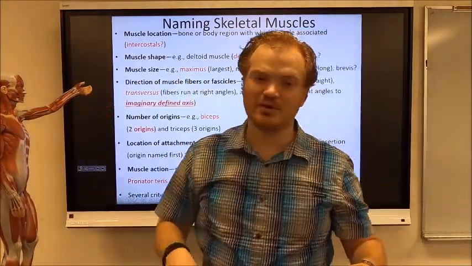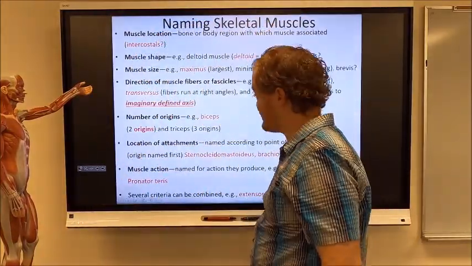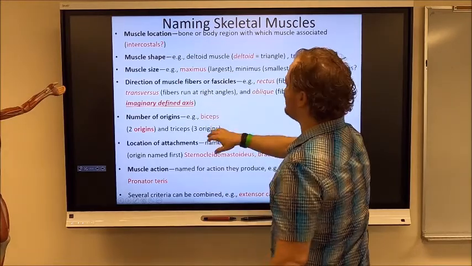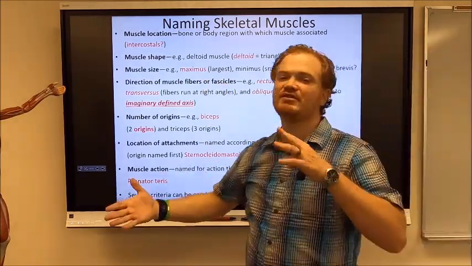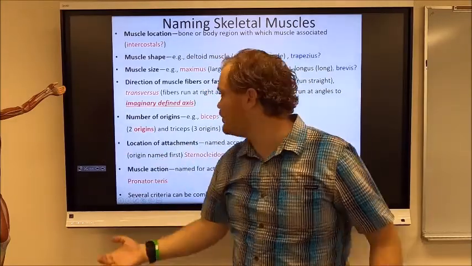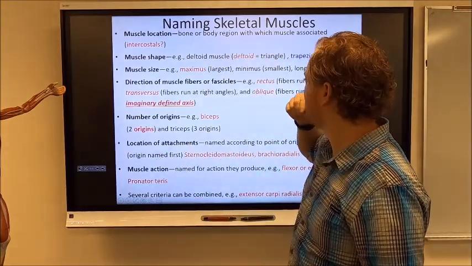Trapezius. So the trapezius muscle is supposed to be in the shape of a trapezoid. Like this is how we do this. It's really not that complicated. Muscle size, maximus being large, minimus being small, brevis being short, longus being long. None of this is that complicated.